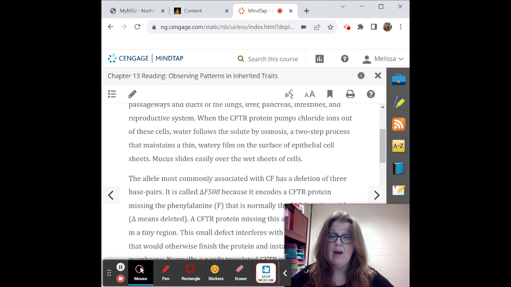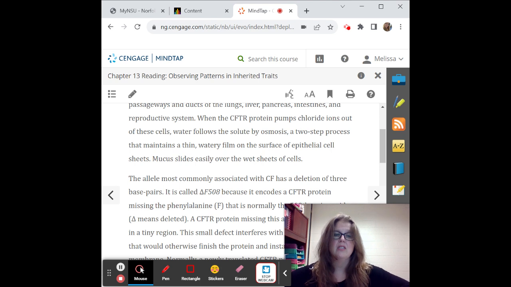And the cell actually recognizes that this isn't folded correctly. And what happens is it destroys this protein. And then this protein isn't in the cell membrane. It isn't able to move the chloride ions outside of the cell, which doesn't create this hypertonic solution, which causes water to go out.